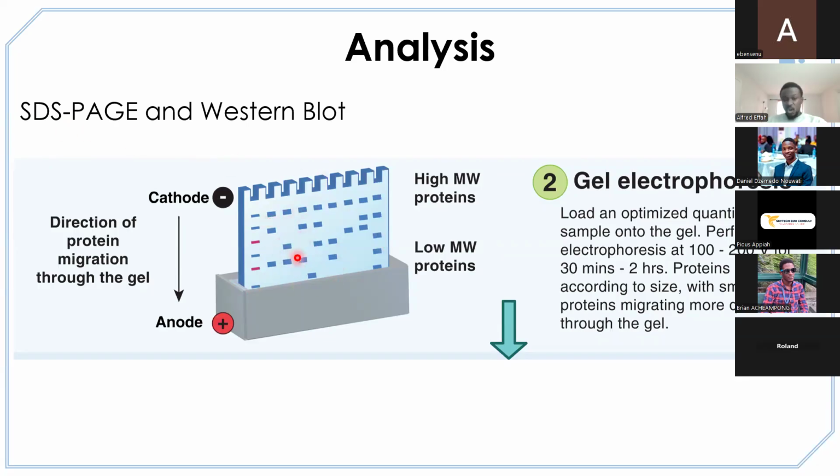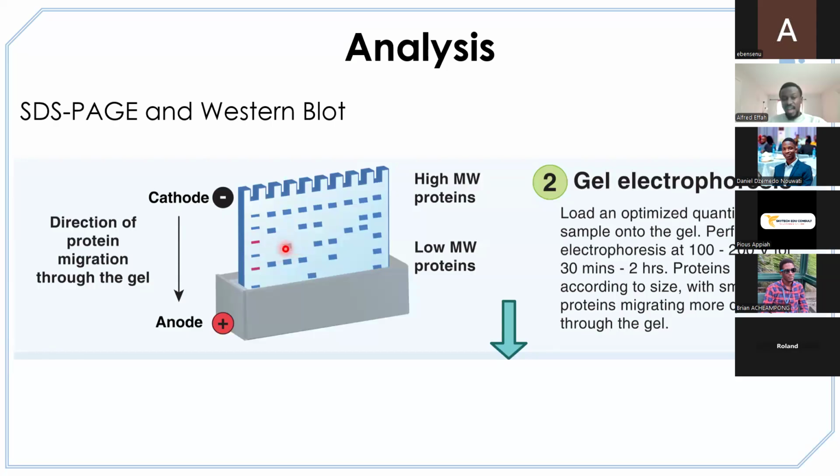Now we've separated all the proteins that we have according to their sizes. Let's assume that this particular size corresponds to whatever we are interested in. So this is protein X. How do we confirm?